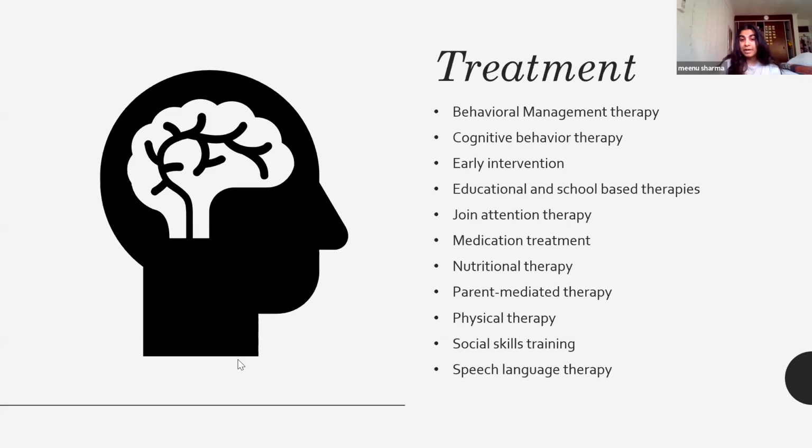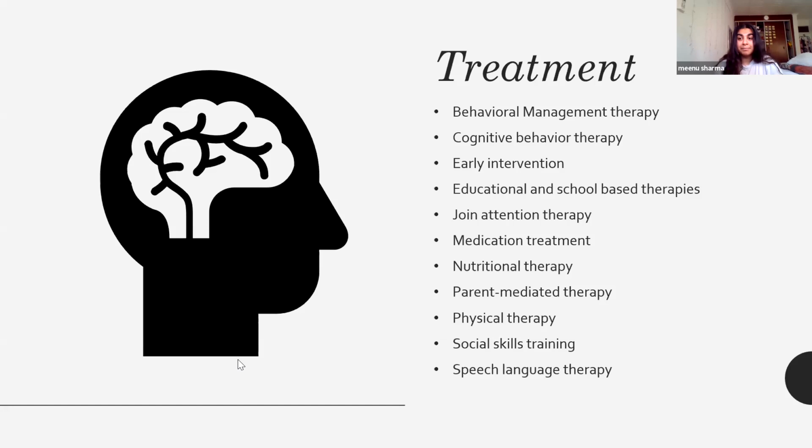Cognitive behavior therapy. This is a type of talking therapy that can help people to manage their problems by changing the way they notice and understand how their thoughts, behaviors, and emotions affect each other. Early intervention. This is a specialized support for children with disability early in life, as soon as diagnosis.